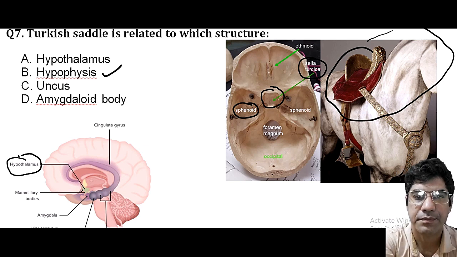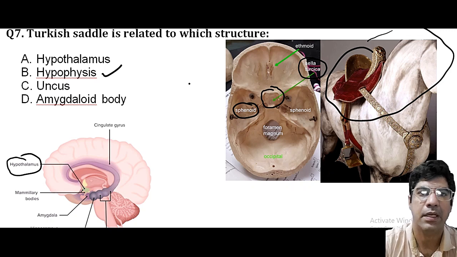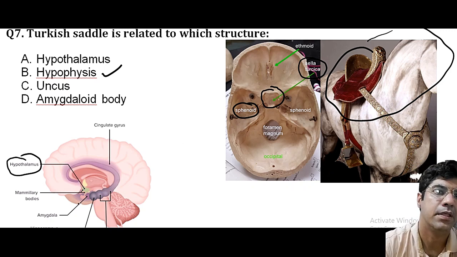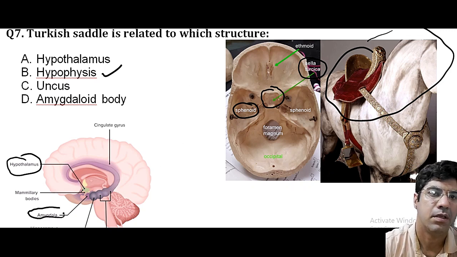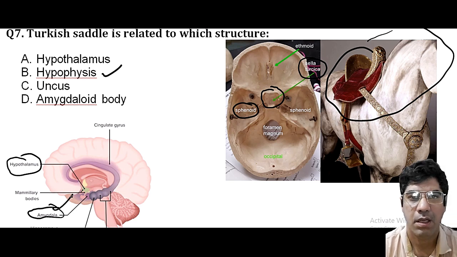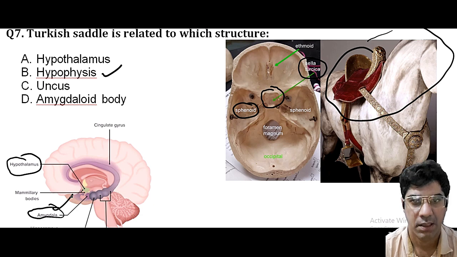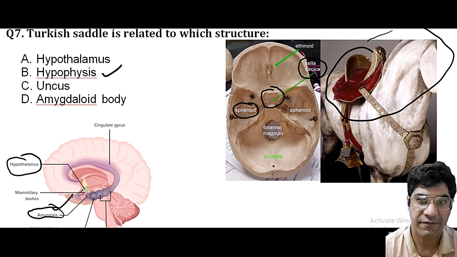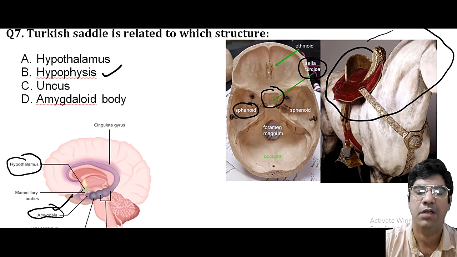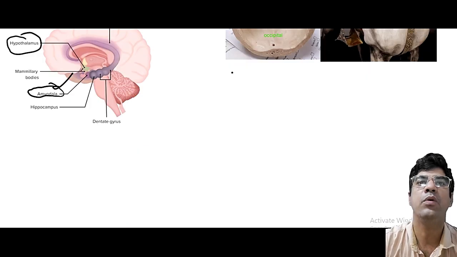Amygdala is an almond-shaped cluster of nuclei located deep within the brain. Its function is emotional processing, memory and perception of emotional stimuli. Moving to the next question.